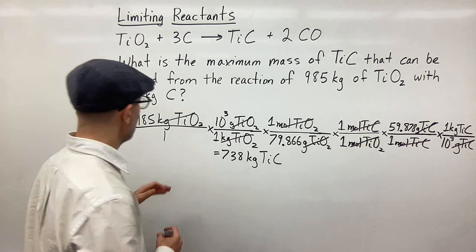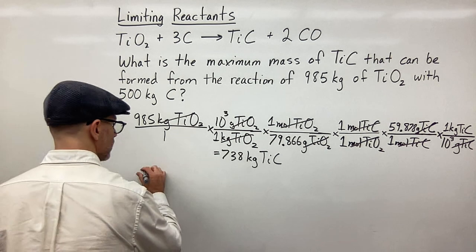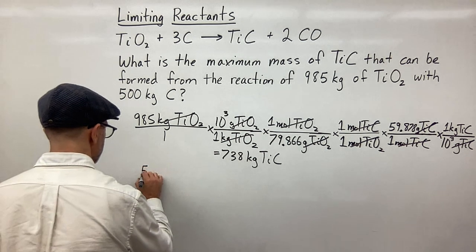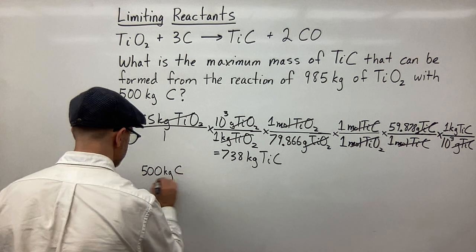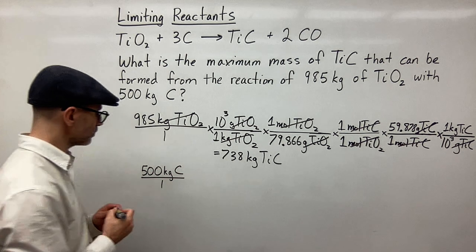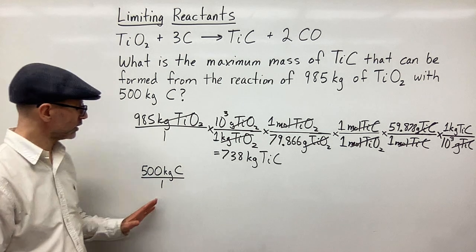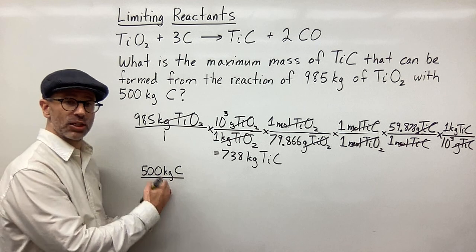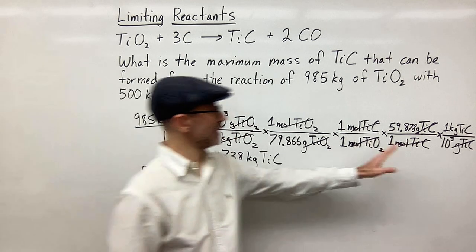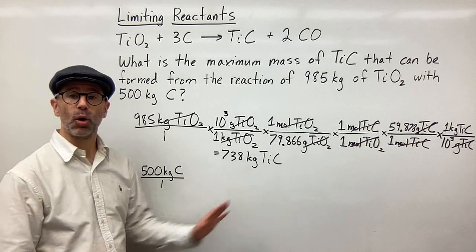Okay, so now we do the same thing with 500 kilograms of carbon. So I'm going to start with 500 kilograms of carbon over 1, and I'm going to do the exact same set of calculations. Again, I want to convert carbon into TiC. To do that, I need to go through the mole ratio.